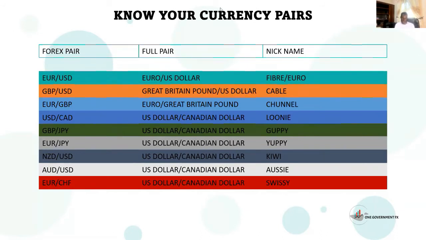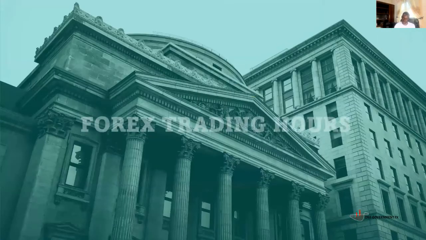We have AUD/USD, the AUD is the Australian dollar against the US dollar. The nickname there is the Aussie. And we have EUR/CHF, which is Euro against the Swiss franc, and the nickname there is the Swissie. Okay, so these are the main pairs we're going to be focusing on going forward in the course.